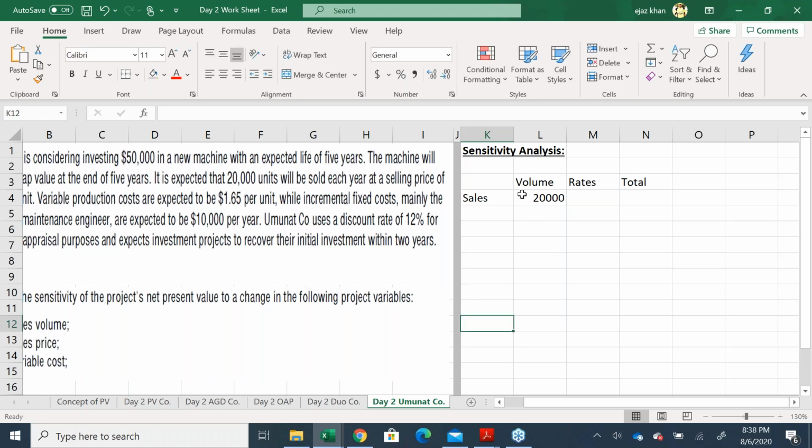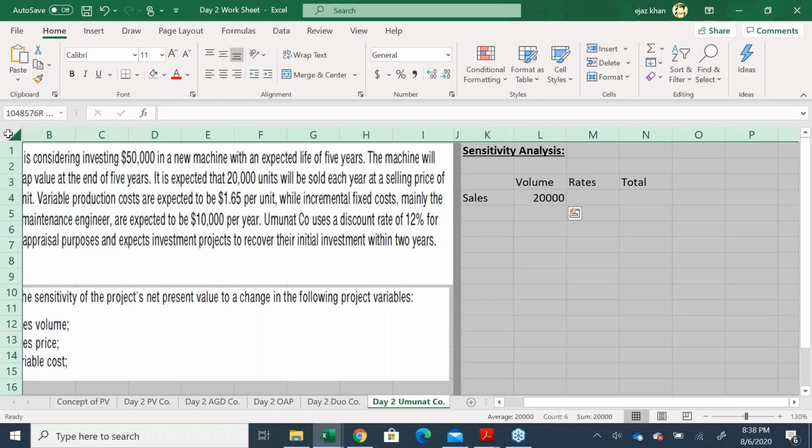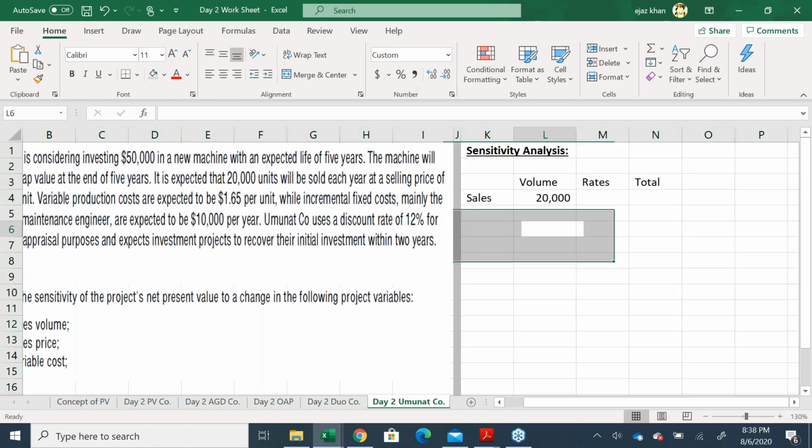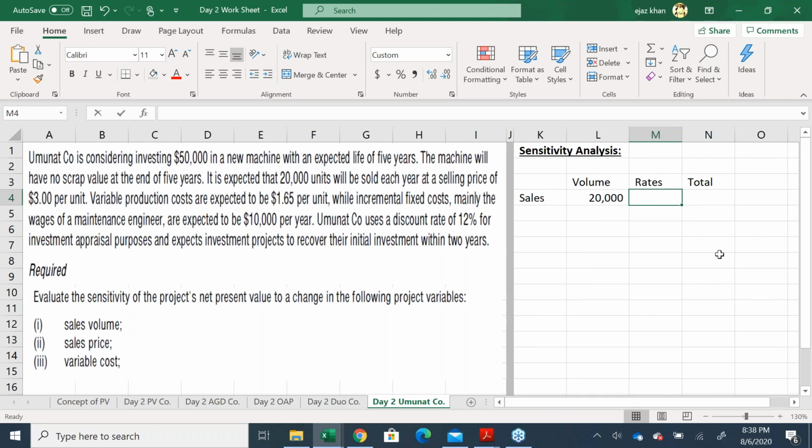Sales volume 20,000. Okay, the price is going to be $3 per unit. So the sales revenue for each year, first I'm calculating it on an annual basis. So every year we will be having a revenue of $60,000.